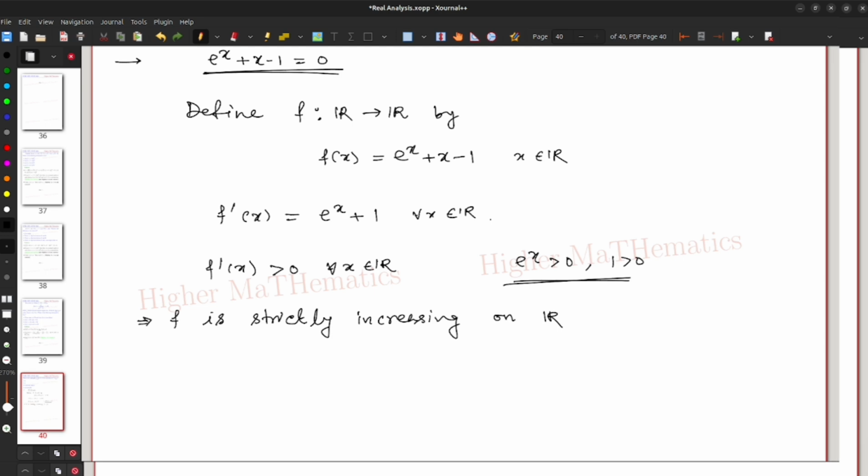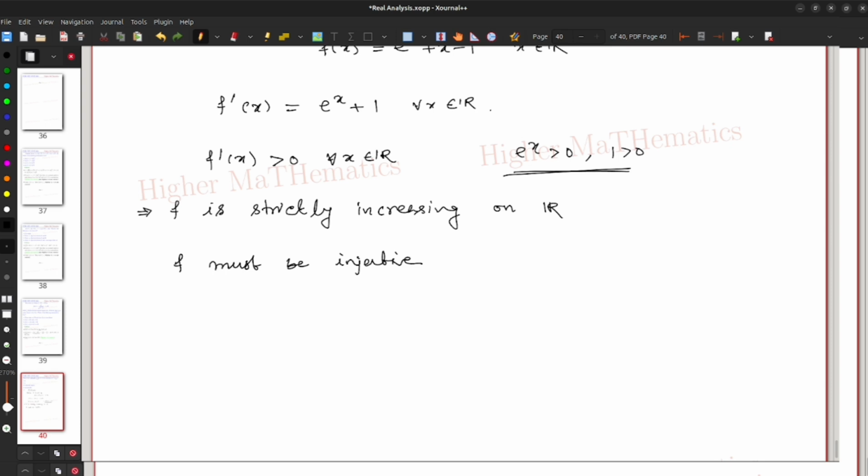on R. So what can we conclude from this? We can say that f must be injective, and therefore the equation f of x equal to 0 has at most one real solution.